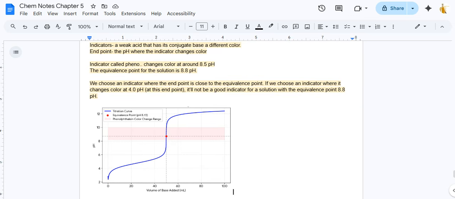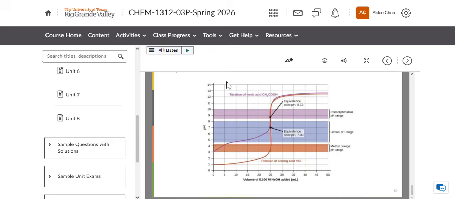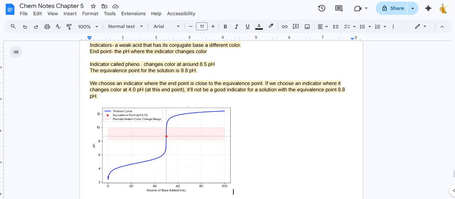So if we had these three indicators, which one would be the worst indicator to use to determine the equivalence point? It would be this red one at the bottom, because it barely falls on the equivalence line right here. So hopefully that makes sense.